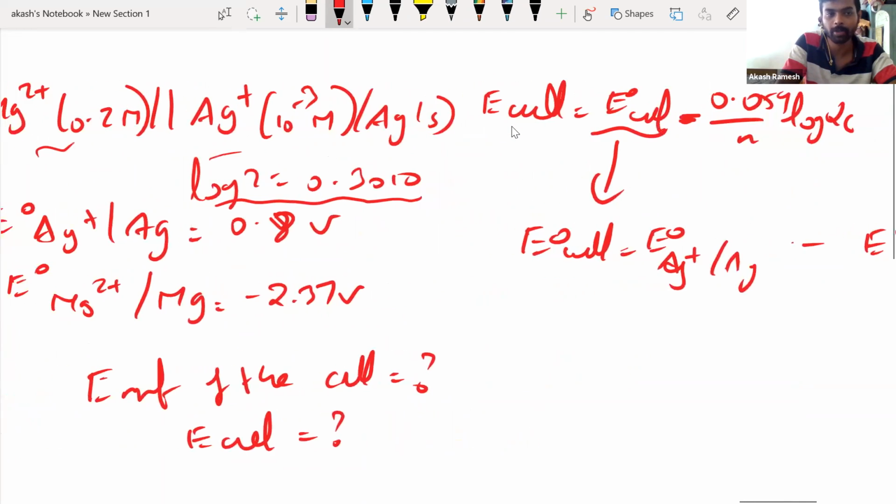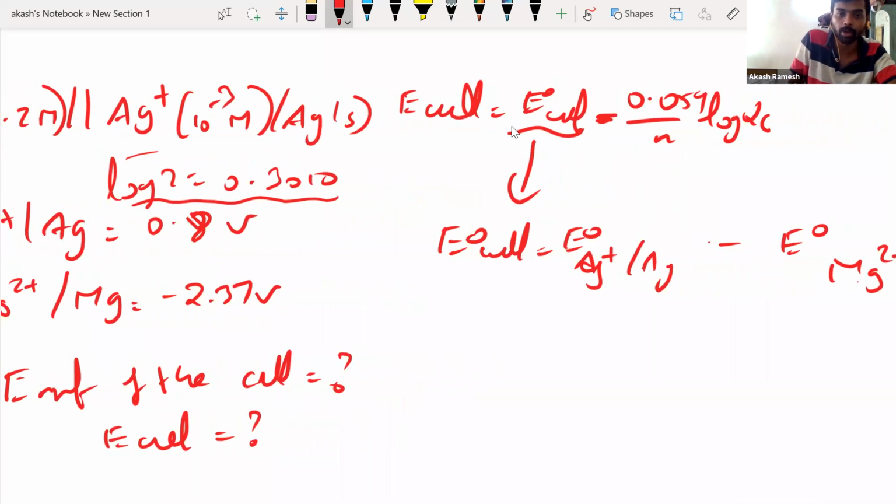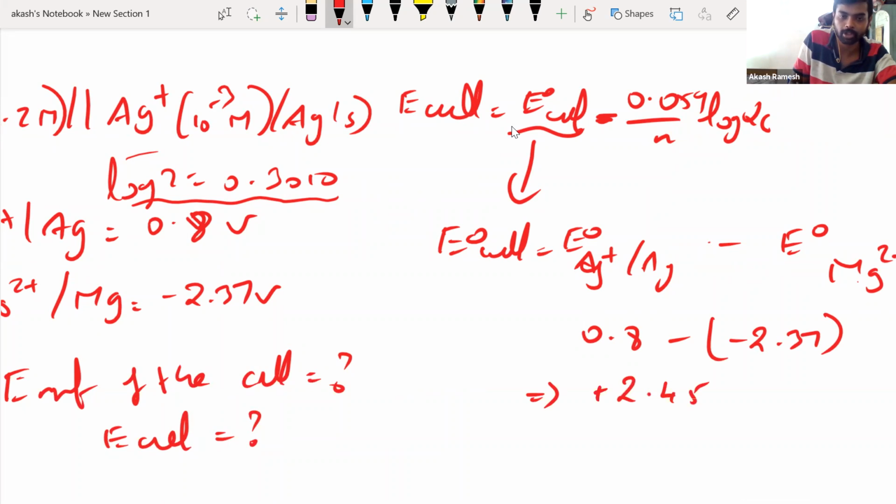Again, why do we write like this? Because we take only reduction potentials, and both values are given to us. So this would be 0.8 minus of minus 2.37, which is 2.45 volts. Again, units are very important, guys. If you don't put the unit, half a mark will be cut. So 2.45 volts is the E naught cell value.